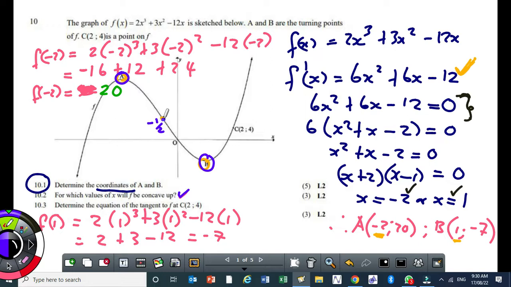Remember, this is our point of inflection. The graph is concave up to the right of this point, where there's a minimum turning point to the right. The graph is concave down to the left, where there's a maximum turning point to the left. So the answer here is x is greater than minus what?